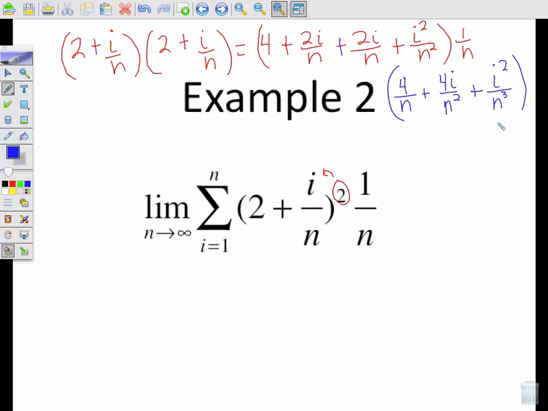All right, to put all of these together as one fraction, the common denominator would be n to the third. So this would be 4n squared over n to the third plus 4n times i over n to the third, and then plus i squared. So all of this is replacing this summation. Okay, so I'm going to go ahead and copy this over here with all my symbols.